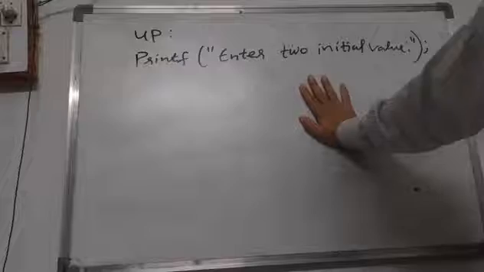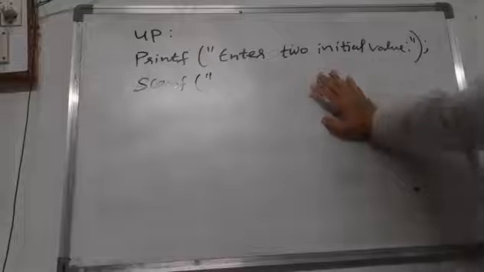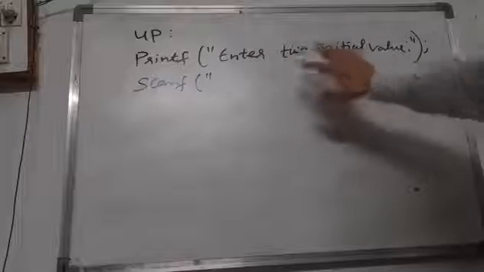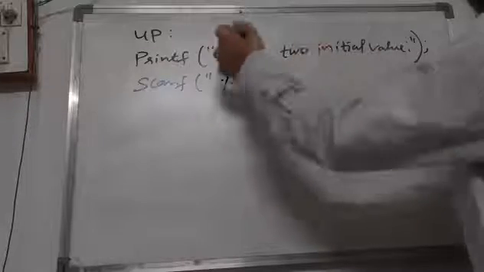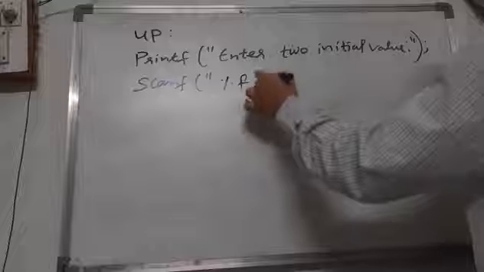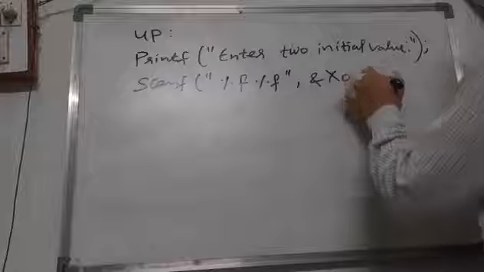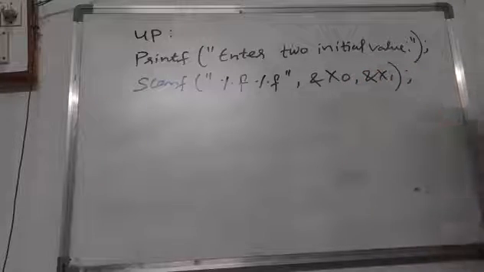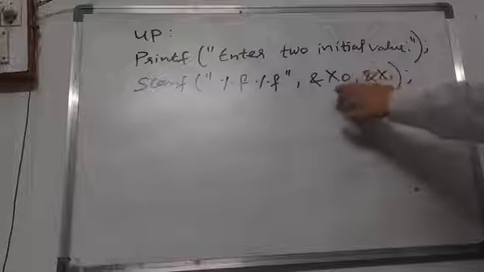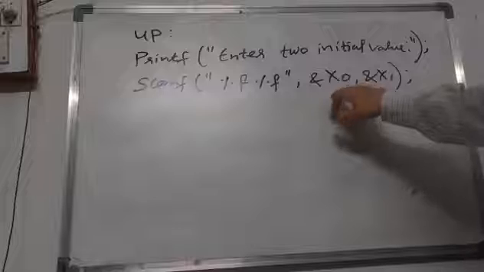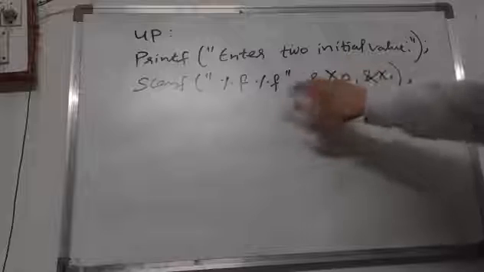So next scanf, I want to read these two values. I want to store these two values in x0 and x1. Instead of a and b I have taken x0 and x1 here. These are the floating point variables, as I already said. So percentage f comma ampersand x0 and percentage f comma ampersand x1. These two initial values are stored in x0 and x1, just like the a and b interval. Now the function is continuous between these two intervals. Now we are going to check that.